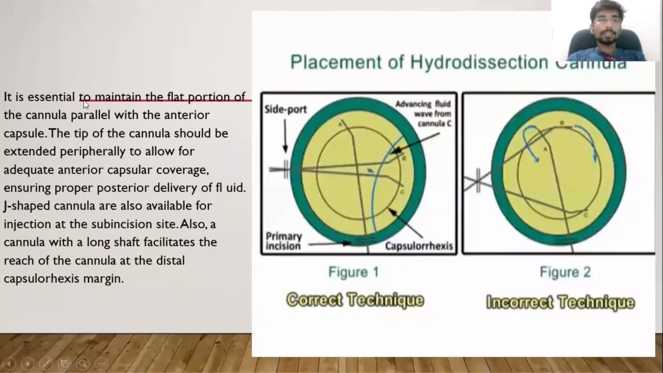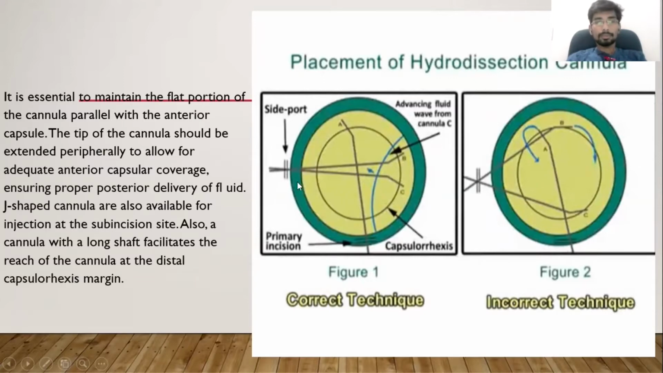So it is essential to maintain the flat portion of the cannula parallel with the anterior capsule. The tip of the cannula should be extended peripherally to allow for adequate anterior capsular coverage, ensuring proper posterior delivery of the fluid. A J-shaped cannula is also available for injection at the sub-incision site. Also, a cannula with a long shaft facilitates reach at the distal capsulorhexis margin.